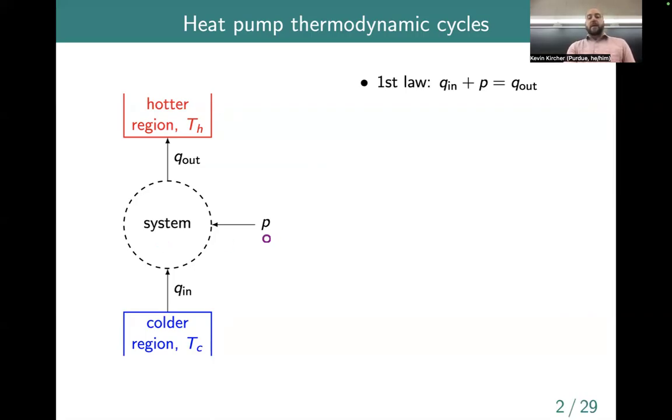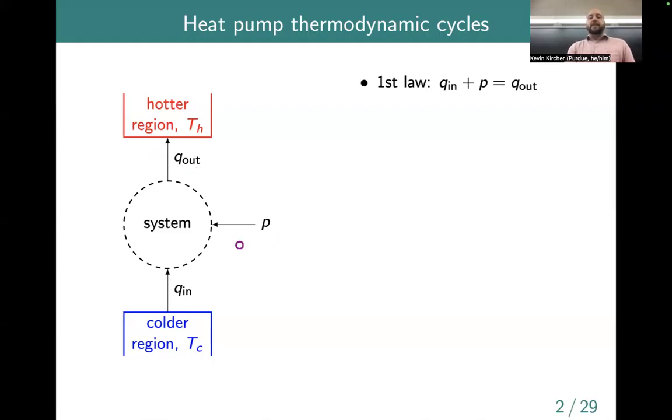We have an input, again, of our electrical power, electric work, P. And then there would be a heat transfer input from some colder region. This could be, for example, the outdoor air. And then there would be a heat transfer output to a warmer region. This could be, for example, the indoor air. So the point of this machine is to deliver the heat transfer output Q out.